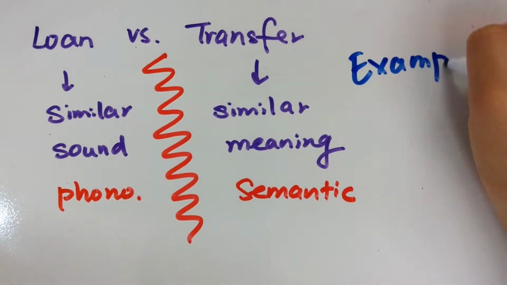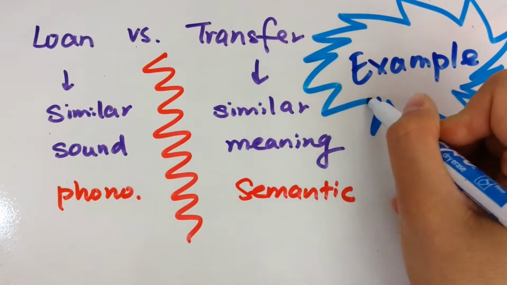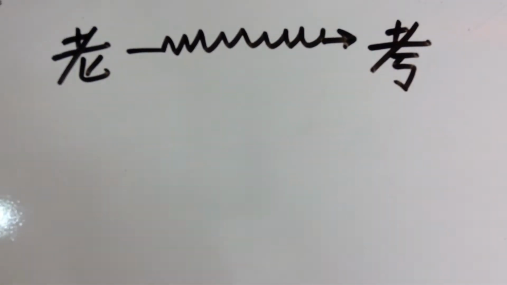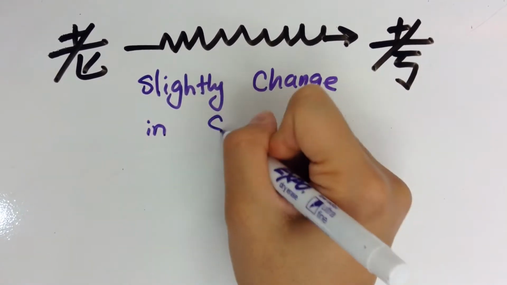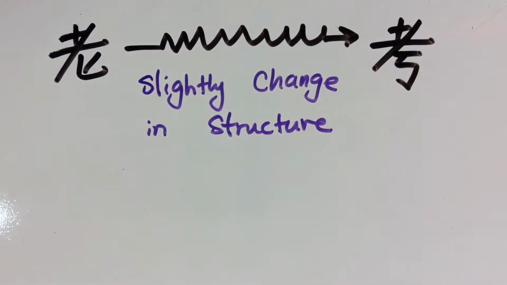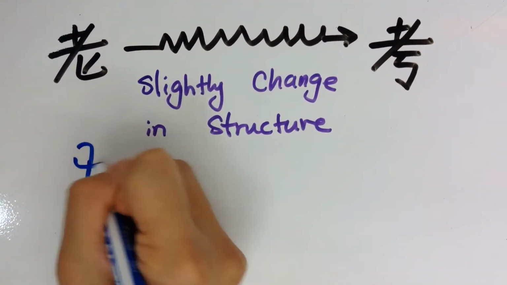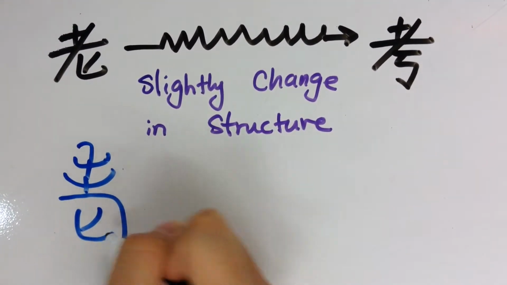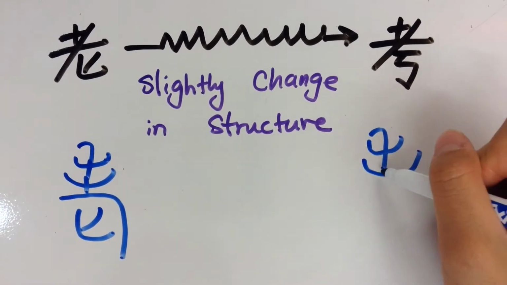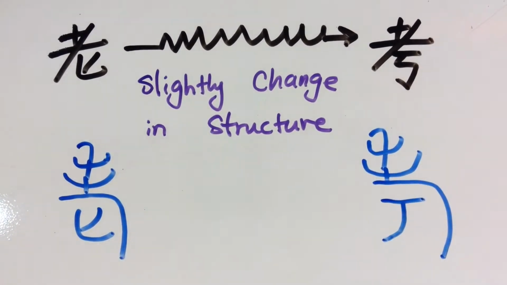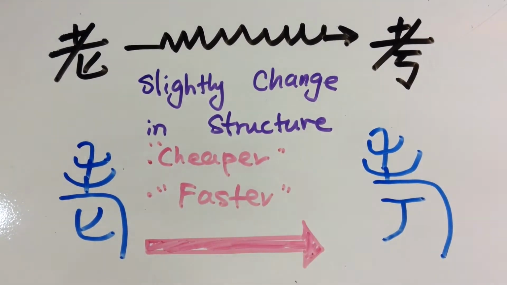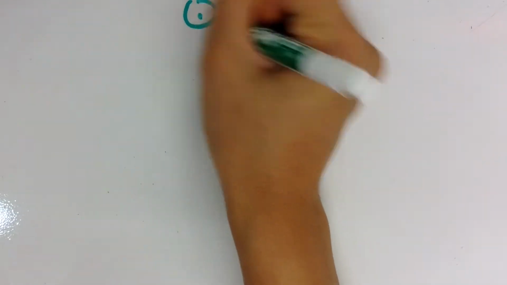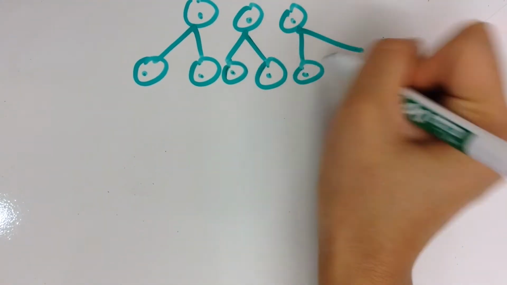An example of transfer characters, referenced by a Chinese character scholar, is lao and kao, which mean old or aged, and test, accordingly. It is believed that kao is a transferred character of lao, but still some scholars hold the opposite opinion. To see how the slight change happened, let's trace back to the seal script. You can see the radical parts of these two characters are identical, and the non-radical parts are pretty similar. It is a cheaper and faster way to create a new character than the first 4 methods.